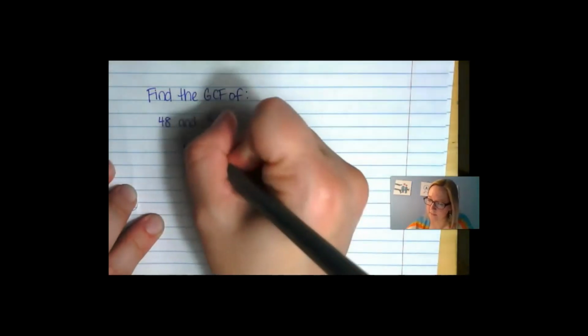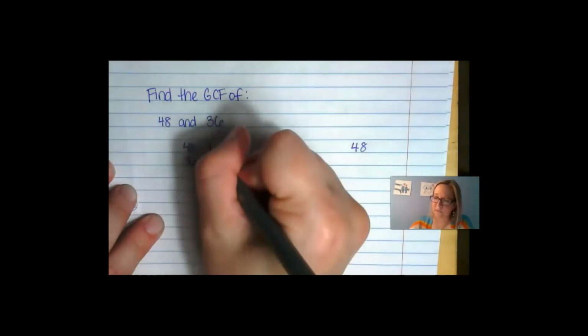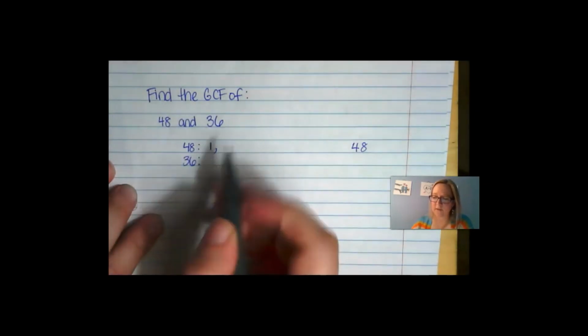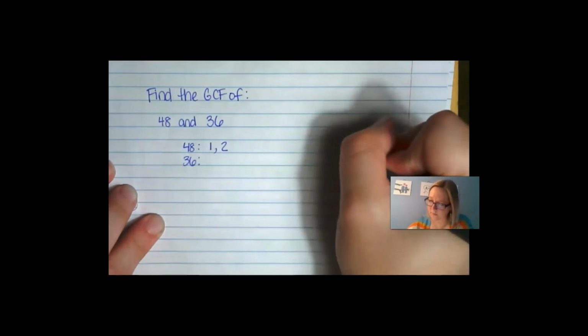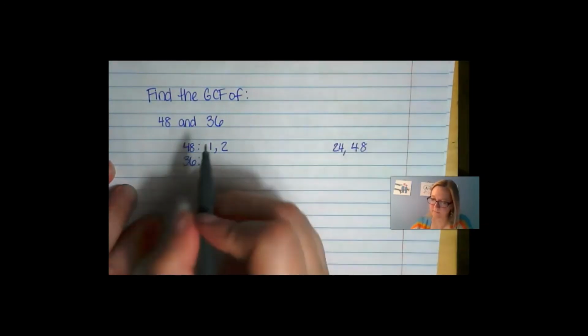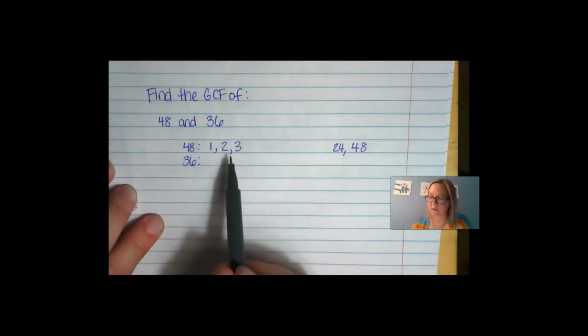So I'm going to begin with 1 and 48, and I'm going to leave myself a lot of space here to fill in the other factors. Alright, I also know 48 is even, so it's divisible by 2. 2 would go into 48 24 times, so 24 is another factor. Then 3 is a factor, and I know that based on my divisibility rules.